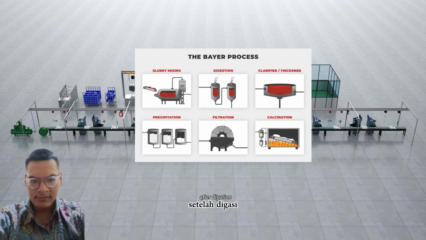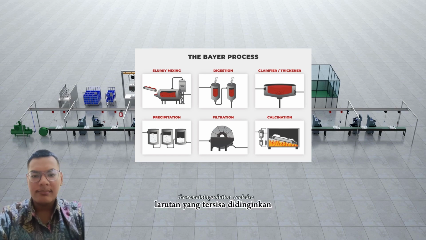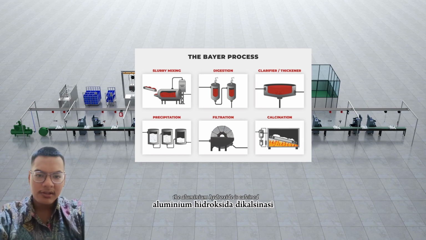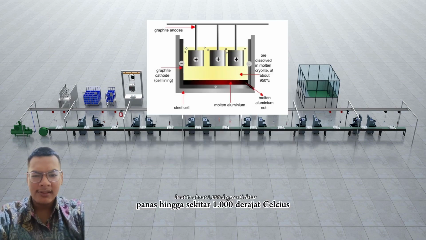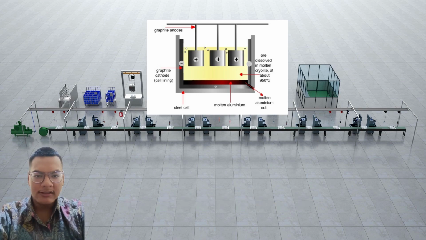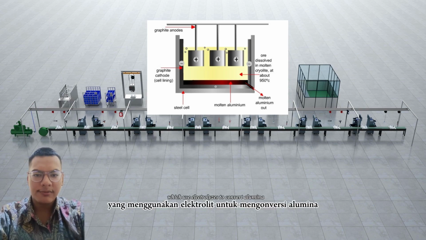After digestion, the mixture is filtered to remove red mud. The remaining solution is cooled and aluminum hydroxide precipitates. Finally, the aluminum hydroxide is calcined, heated to about 1000 degrees Celsius to drive off water and produce pure alumina. The next step is the Hall-Héroult process, which uses electrolysis to convert alumina into aluminium.